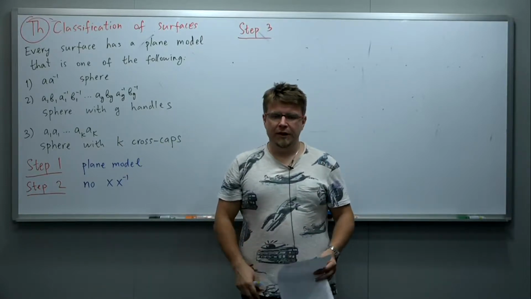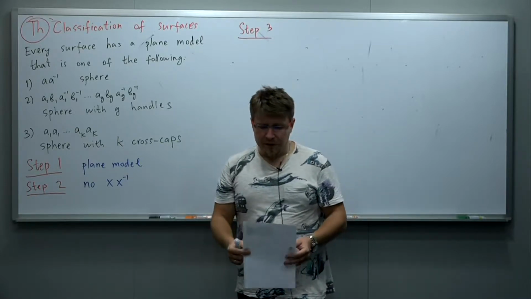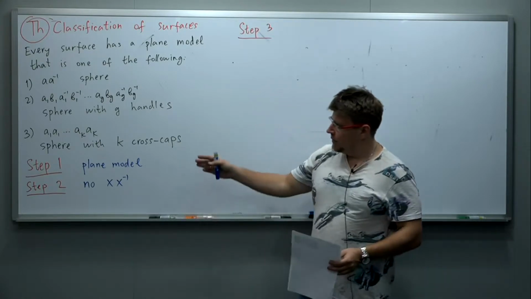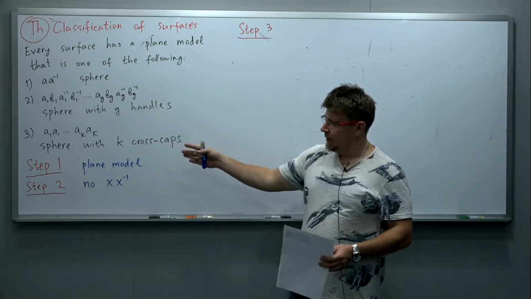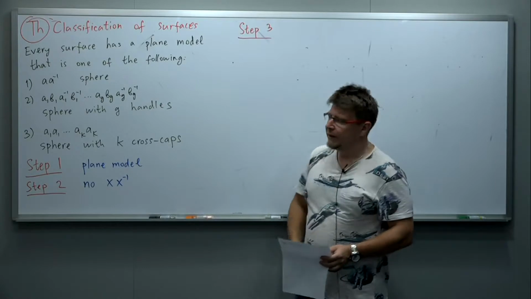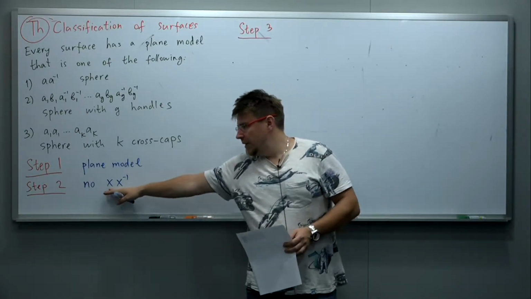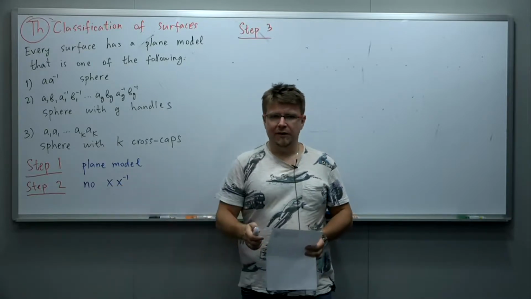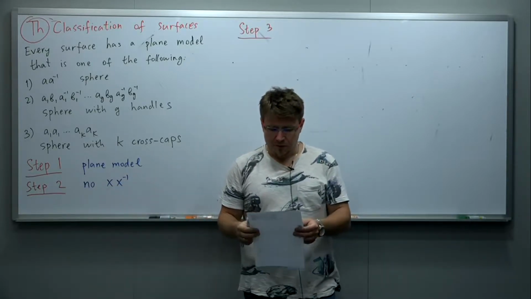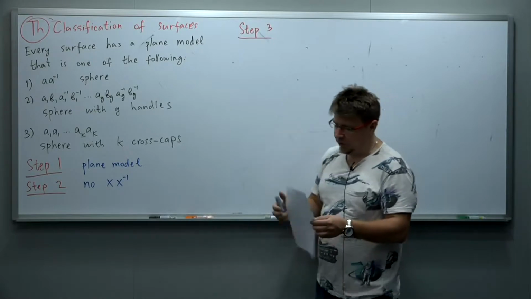We're still going through the classification theorem of compact surfaces, and after the second step, we saw that every surface can be represented by a plane model that does not have a label followed by its inverse in the plane model. Okay, so what is step 3?